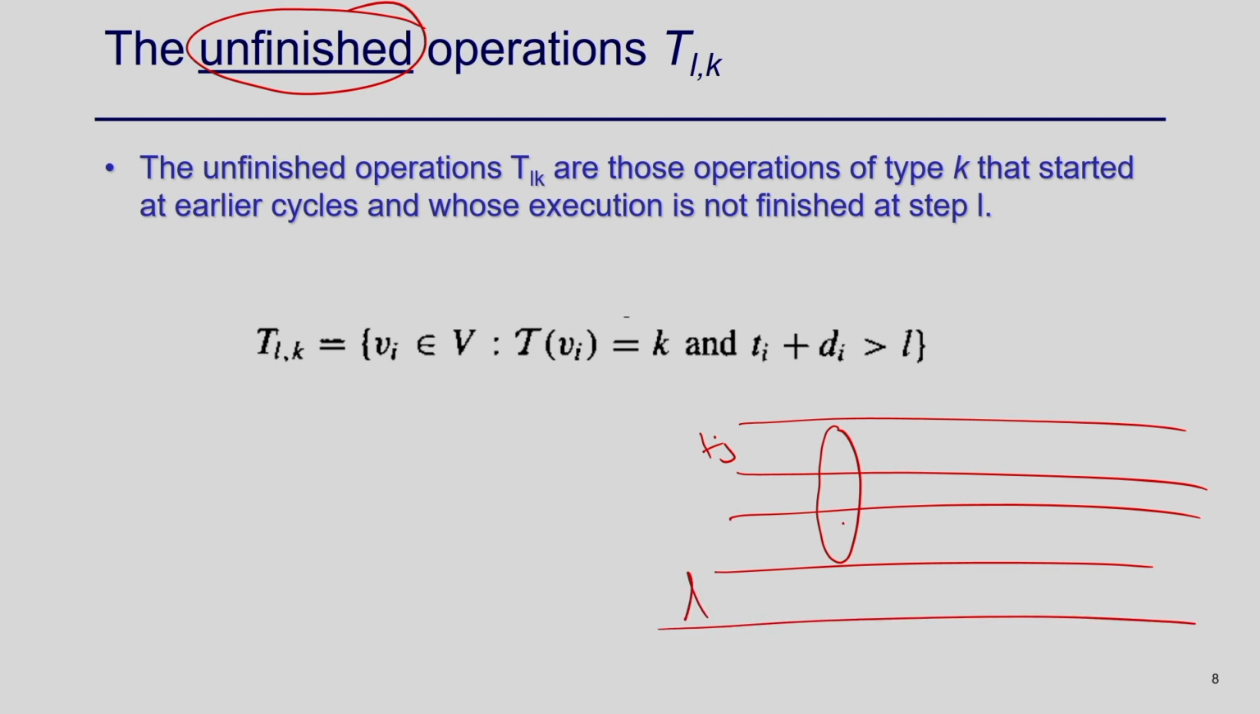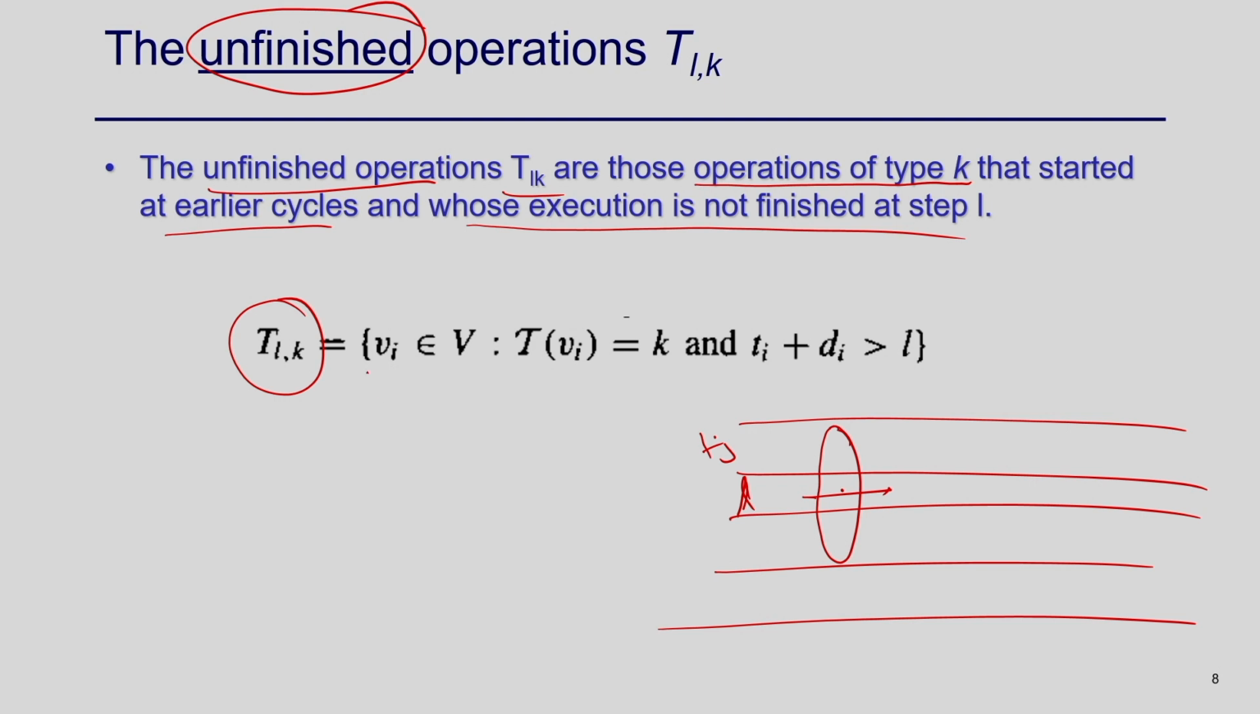So, it must be, if it is not completed, then suppose this is your L. That means this operation is running in this time step. So, I need a resource for that, right. This is called the unfinished operation TLK, again for that operator type K, and in time step L, those operations of type K that have started in earlier cycles and whose execution is still not finished at time step L. So, if this operation is started here and it is still going on, in L this is running. So, this operation will come into TLK, right.